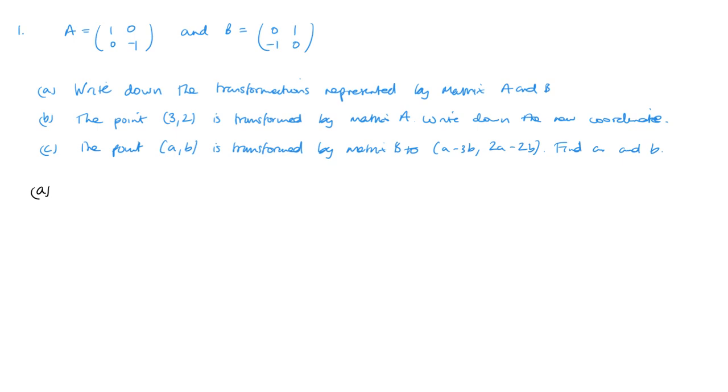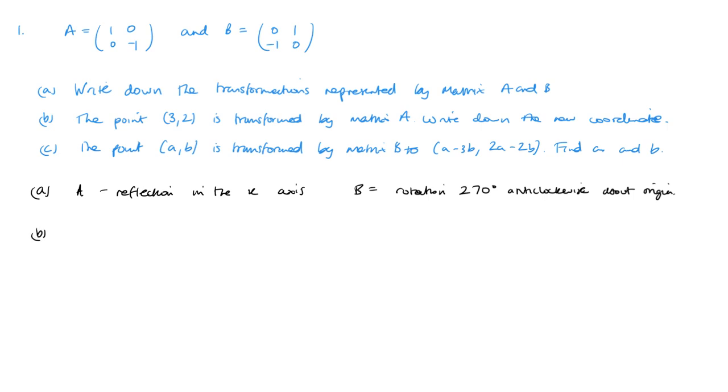Okay, so part A. A represents a reflection in the x-axis, and B is not a reflection, it's a rotation of 270 degrees anti-clockwise about the origin.